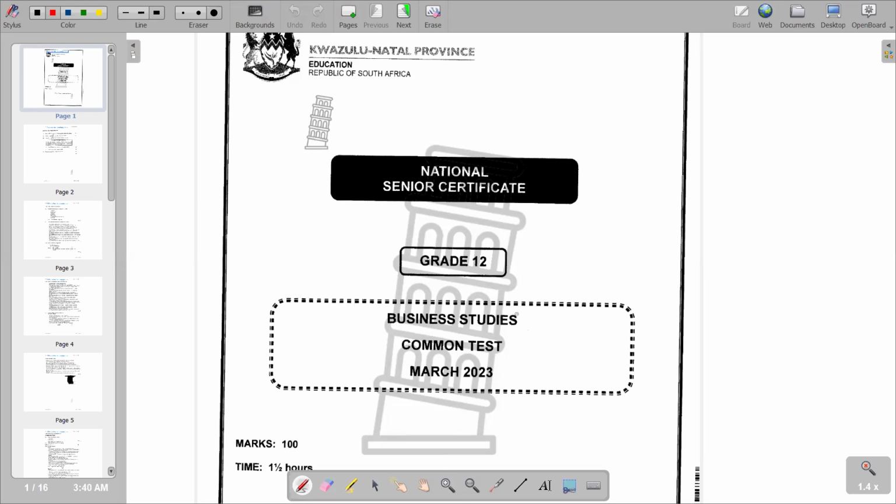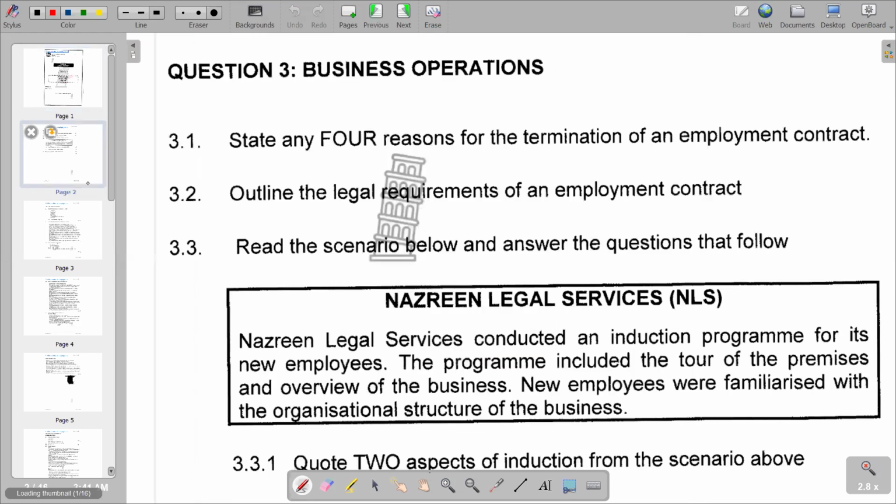In this video, we want to look at a common test of March 2023. So we are going to look at a question paper from KwaZulu-Natal province, and we are going to look at section B, that is our question 3 on section B. This question is on business operations, and we are going to start on 3.1, which is state four reasons for the termination of an employment contract.